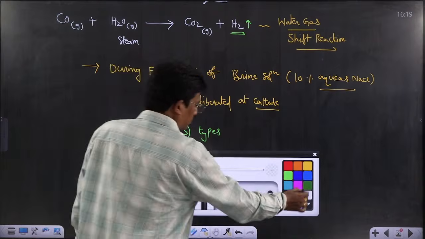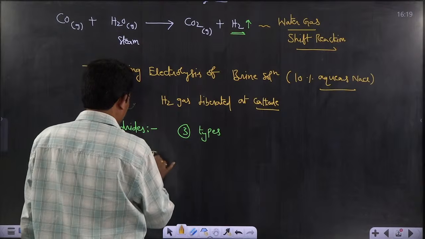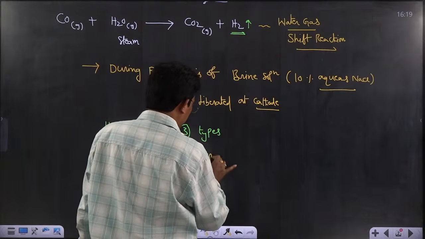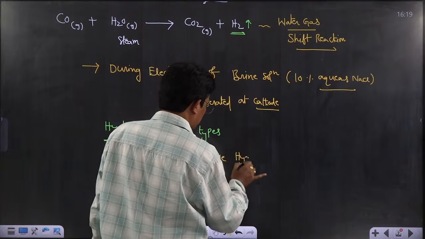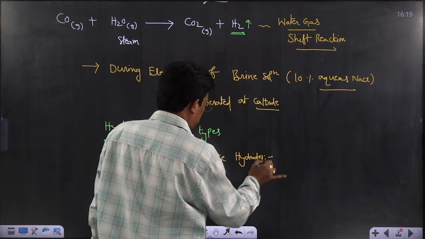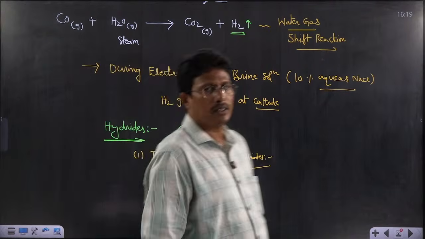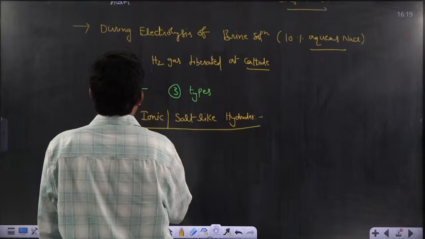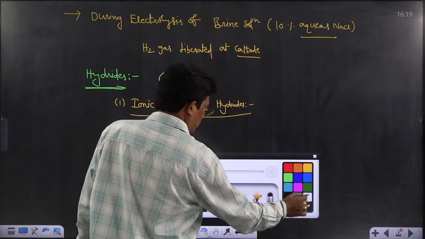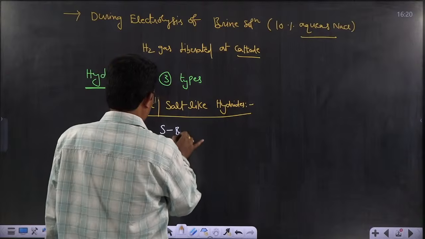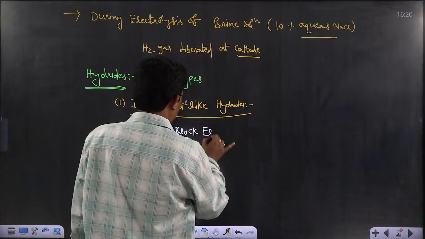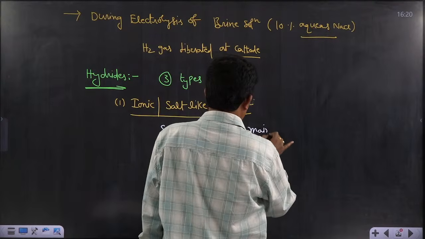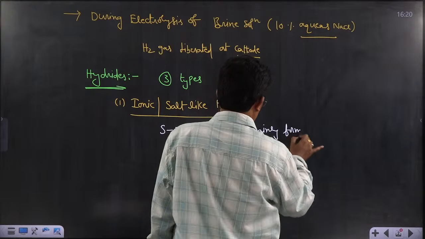First one, ionic or salt-like hydrides. Here examples are important. S block elements mainly form ionic or salt-like hydrides. S block elements mainly form ionic hydrides.